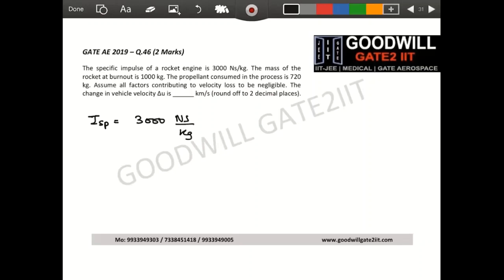The mass of the rocket at burnout is 1000 kg. So you know at burnout, the remaining mass is 1000 kg. The propellant consumed in the process is 720 kg. Assume all factors contributing to velocity loss to be negligible. This statement is very clear: don't consider any losses, so no gravitational losses. The change in velocity delta U in kilometer per second is.